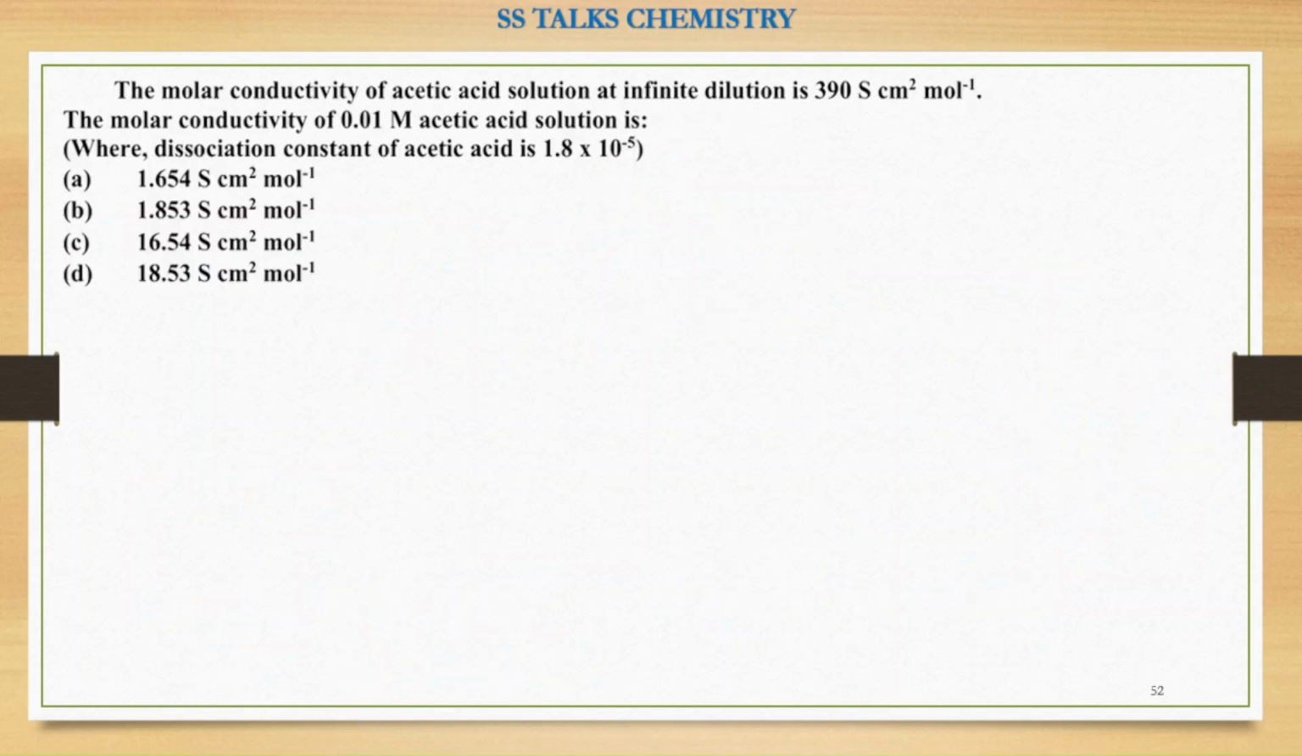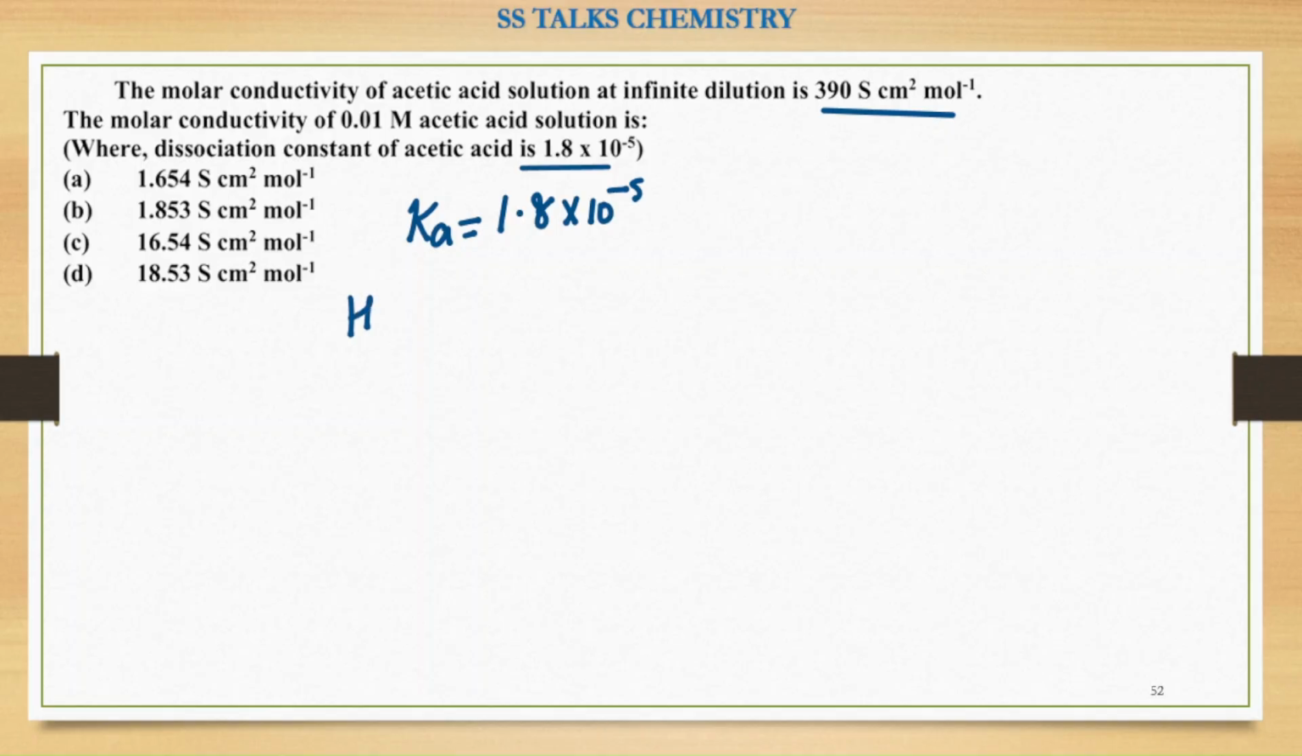Moving on to the next one. Again the numerical based. The molar conductivity of the acetic acid solution at infinite dilution is this much. The molar conductivity of 0.01 molar acetic acid solution is, where the dissociation constant value we are having is this much. We are having the dissociation constant. So we have been given the dissociation constant, that is Ka value, it is given to us 1.8 into 10 raised to the power of minus 5.